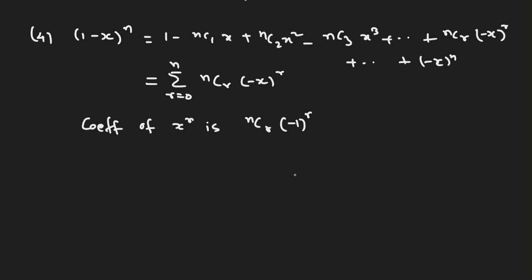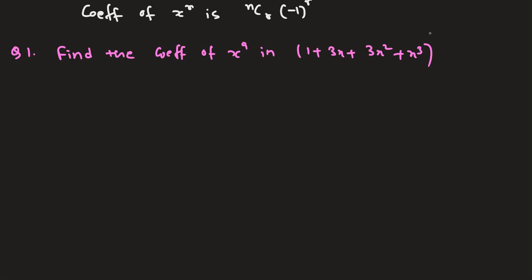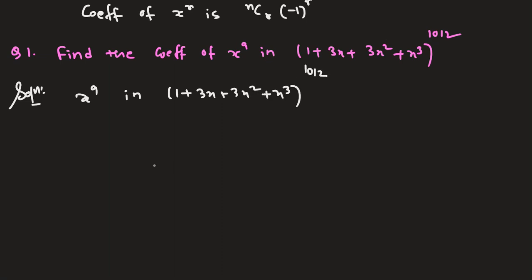Now whatever we have learnt here, on the basis of this we are going to solve a few questions. So first of all, question number 1: find the coefficient of x^9 in (1 + 3x + 3x^2 + x^3)^1012. How can we find the coefficient of x^9?